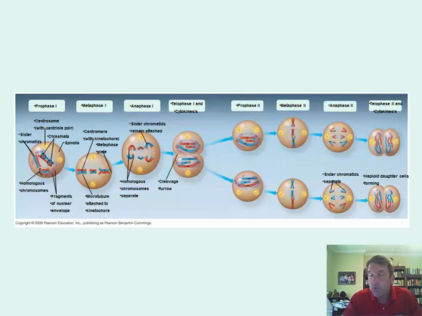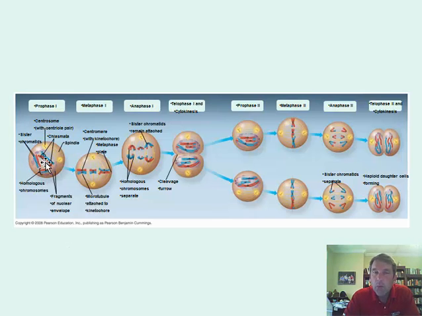Okay, so you have 23 pairs of chromosomes in your cells, and in meiosis, the first meiosis, they don't line up single file like they do in mitosis that we just learned about, but they line up with their pairs. So you have a chromosome, say chromosome 12. You have a chromosome 12 that you got from your mother, and you have a chromosome 12 that you got from your father. So those are called homologous pairs, and you have 23 of them, plus your sex cells.